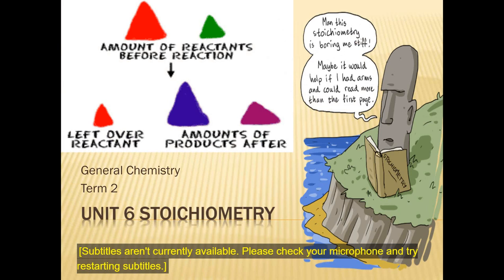So a balanced equation is like a recipe. It tells us exactly how much of each thing we need and how much is left over. So if I have a recipe to make chocolate chip cookies, I might have a bin of flour, a bin of sugar, a couple bags of chocolate chips, some eggs, but I'm not going to use all of it. I'm going to have some leftovers.